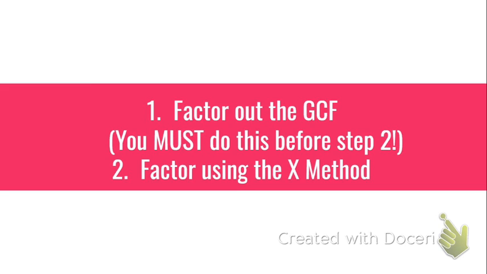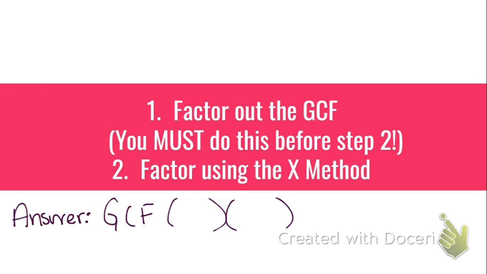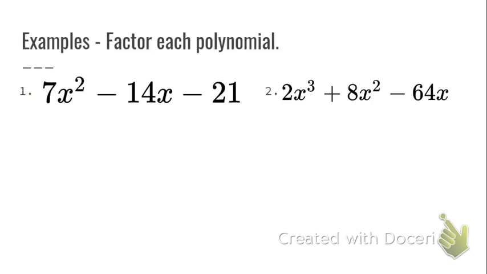Same steps as yesterday. First factor out the GCF. This must be done. And then we'll factor using the X method. Remember, our final answers for this will be GCF and then 2 sets of parentheses. That's what our final answer would look like. Okay, so let's give these a try. We again are going to have 6 examples total today.